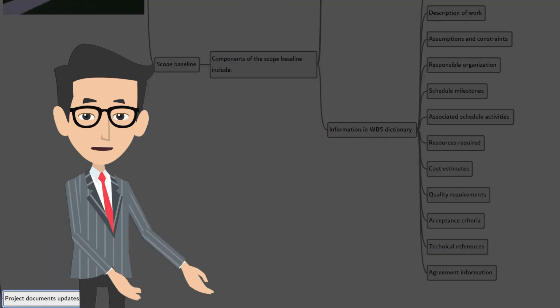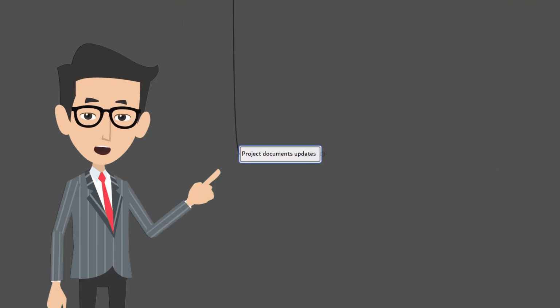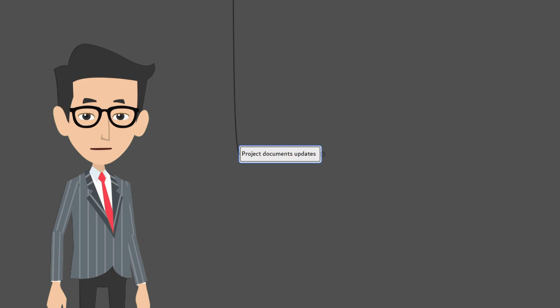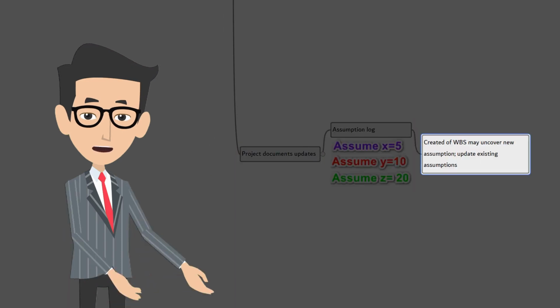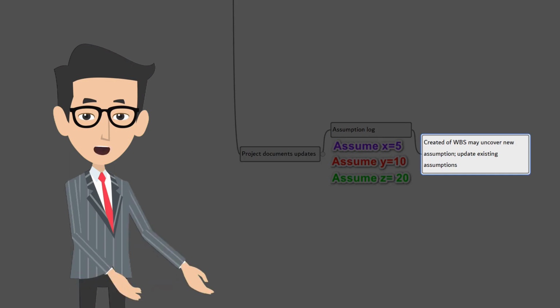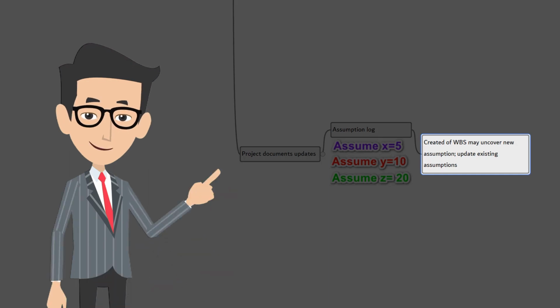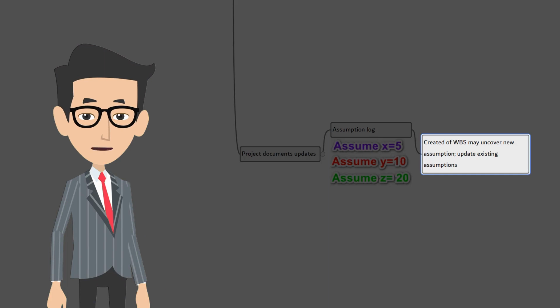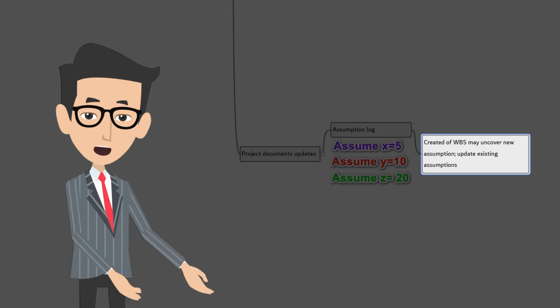The final output is project document updates. There are two documents in it. First, assumption log. Creation of WBS may uncover new assumptions and also existing assumptions may need to be updated. Based on certain assumptions, you would have created the WBS. But after creating the WBS, you realized that a few more new assumptions need to be added. Some of the existing assumptions are no longer valid, so they need to be removed. Some of the existing assumptions may need to be updated to suit the new conditions.